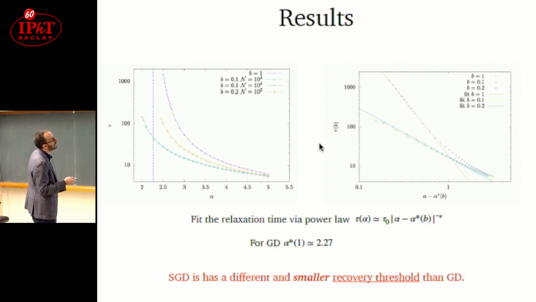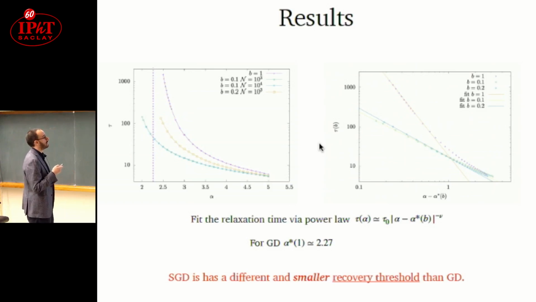And this point you can fit with some power law. So you can fit the point where the algorithm doesn't manage to find back the ground state, and this is at this value of the sample complexity. And this is what happens if you take stochastic gradient descent. You see that at the value where you get the divergence for gradient descent, SGD has a perfectly finite relaxation time. So this means that SGD has a noise which is very helpful to optimization.